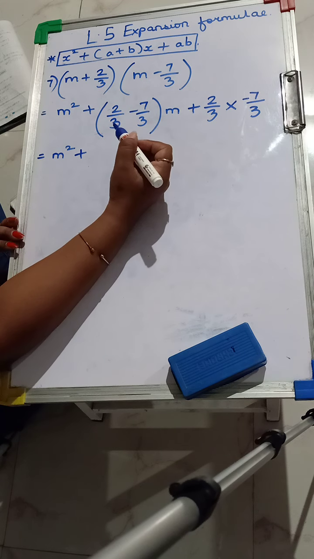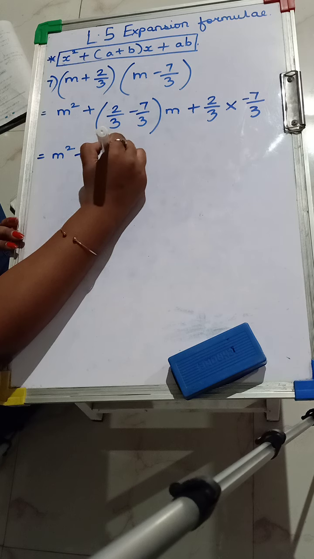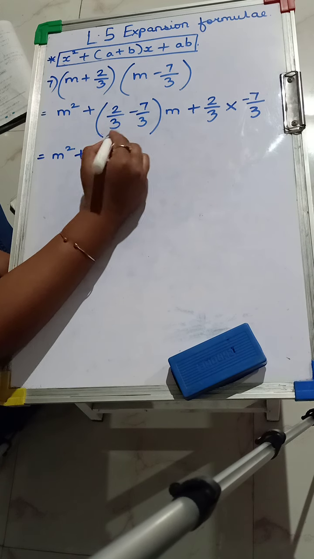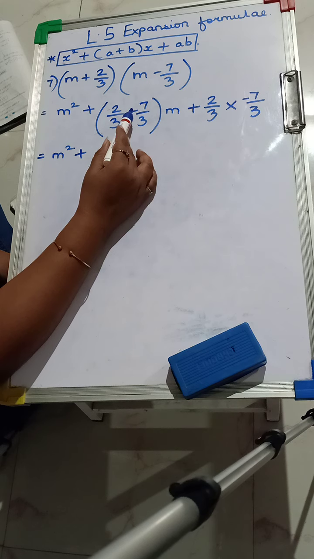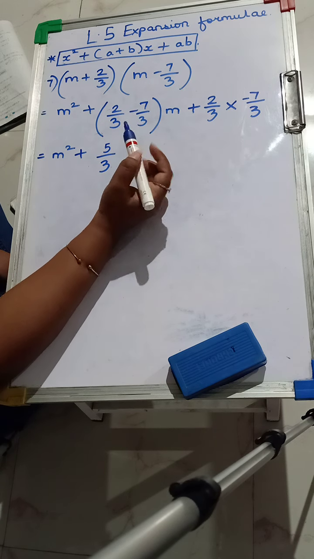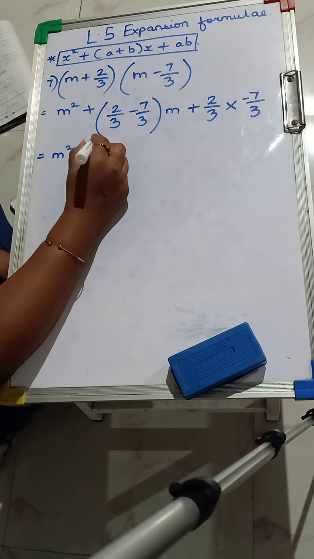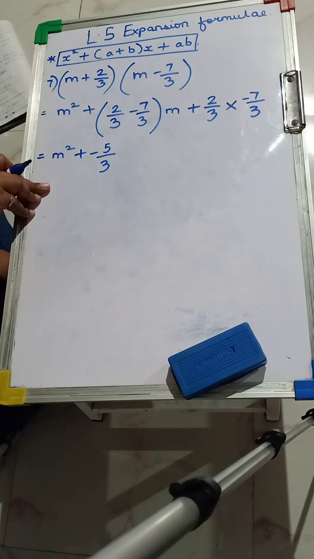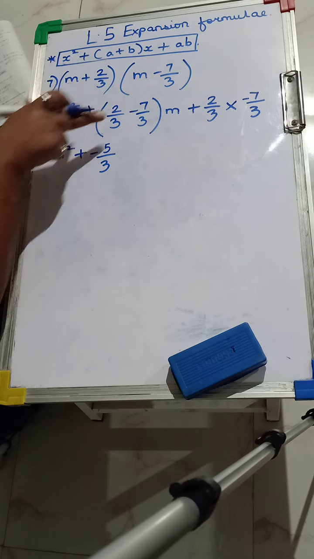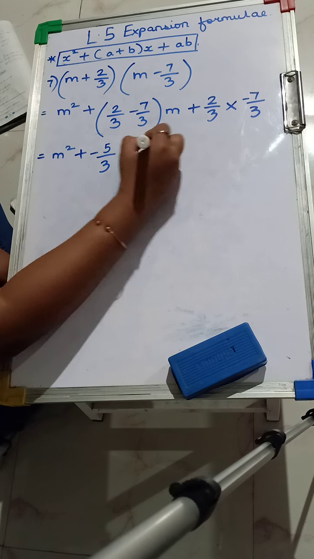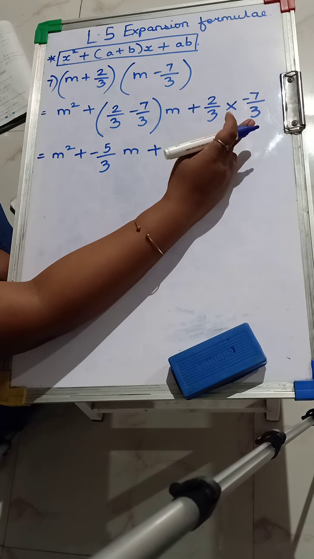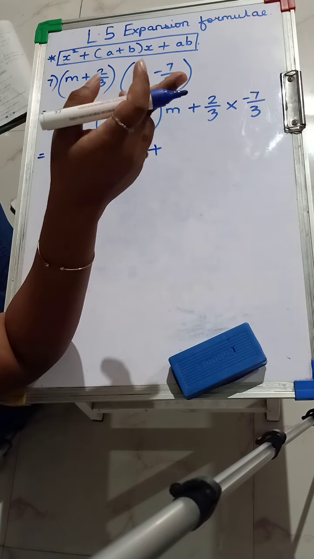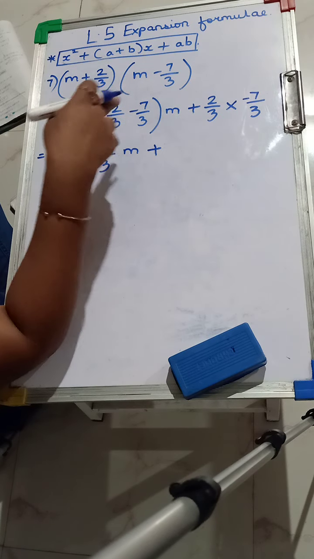So 2 minus 7 is 5 upon 3. Directly solving, 5 upon 3, but the sign, plus and minus, will give us minus 5 upon 3. So here we have written minus 5 upon 3 m plus, we will just solve this. Now in the multiplication we solve directly. In 7th standard you all have studied this.